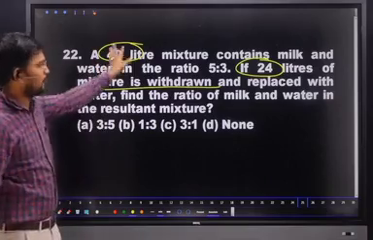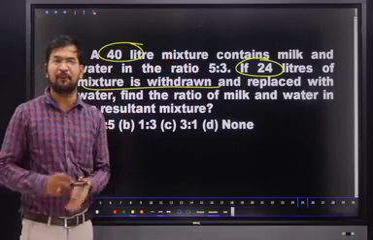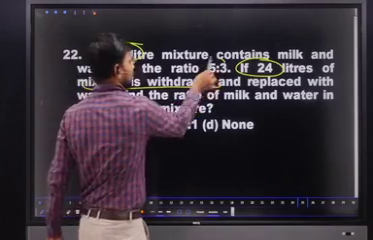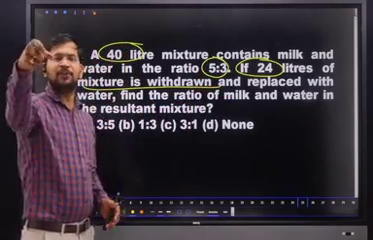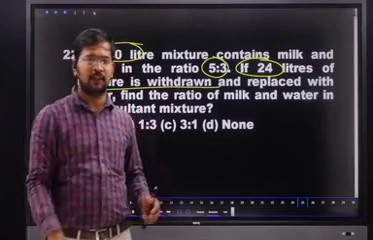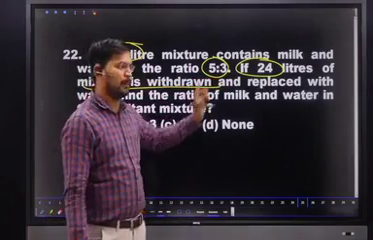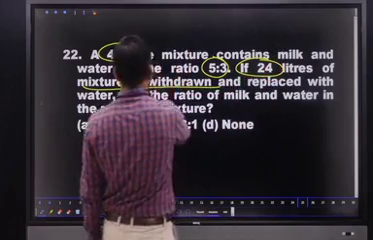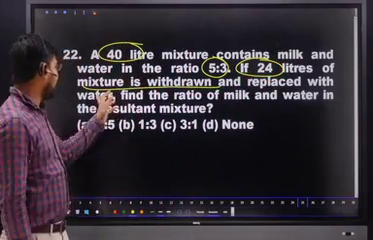40 liters. Out of 40, if you withdraw 24, the remaining is 16. That 16 is in the ratio of 5:3. 5:3 is nothing but 8 parts. 8 parts is 16 liters, then 1 part is 2 liters. Then 5 parts is 10 liters, and 3 parts is 6 liters. Therefore, milk is 10 liters, water is 6 liters, and then it is replaced with water.